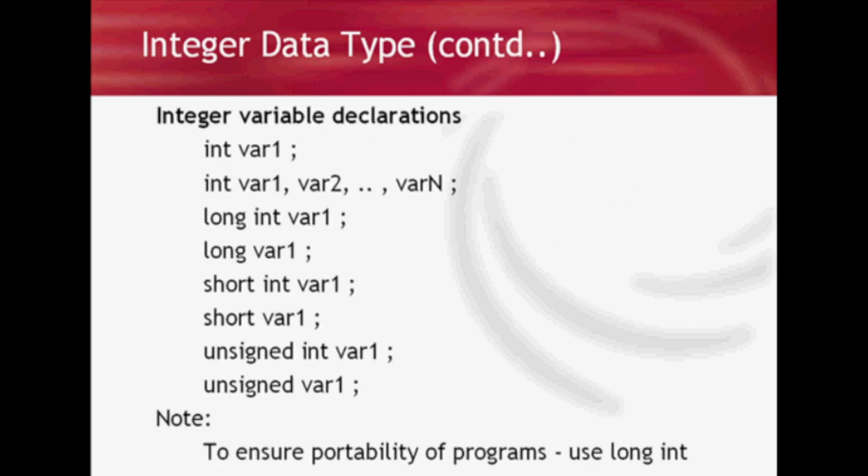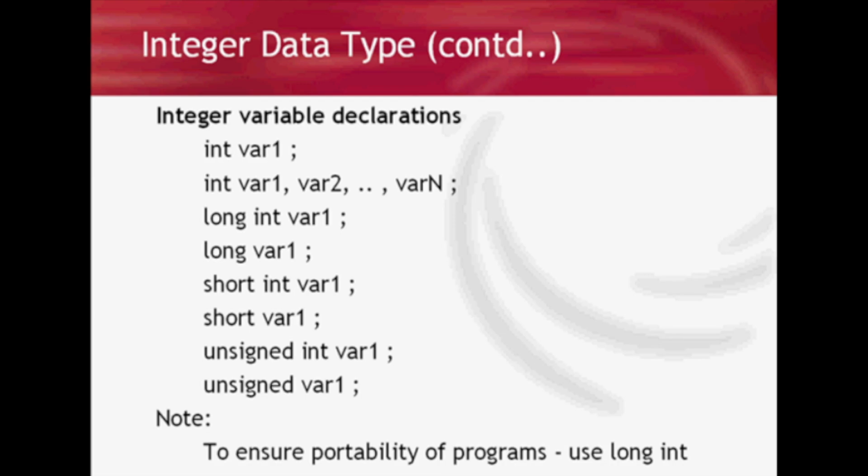Integer variable declarations. To declare variables, you can simply declare individual variables as int var1. If you want to define multiple variables on the same line, then you can say int variable1, comma, variable2, and so on up to variable n. To declare a long integer, you need to use the keyword long. So long int var1, or optionally you can also just say long var1. To declare a short integer, you will say short int var1 or just short var1.